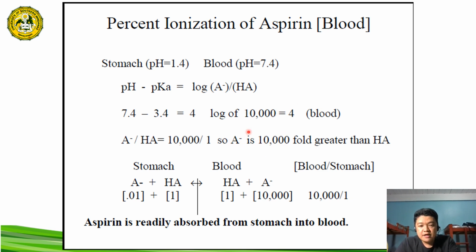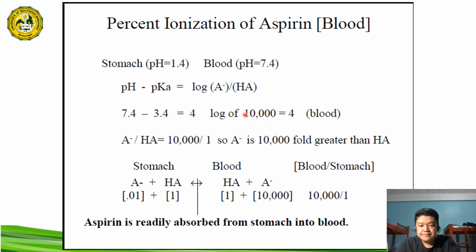So how do we get the 10,000 here? This is because of the difference between our pH of the blood and our pKa. The difference here is 4, so that is equivalent to a log of 4. The log of 4 here represents the 10,000.